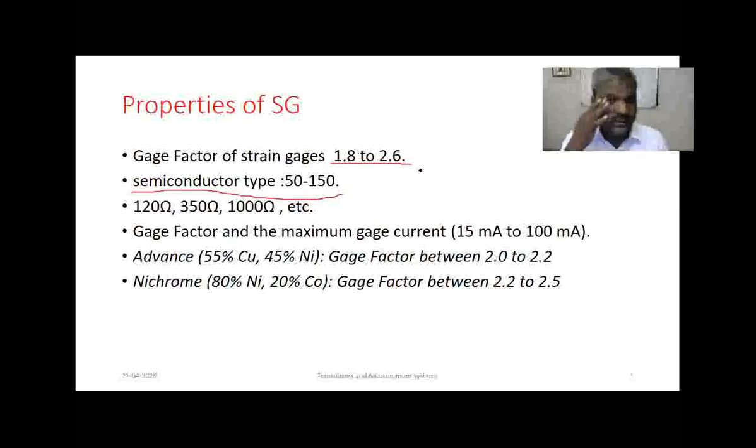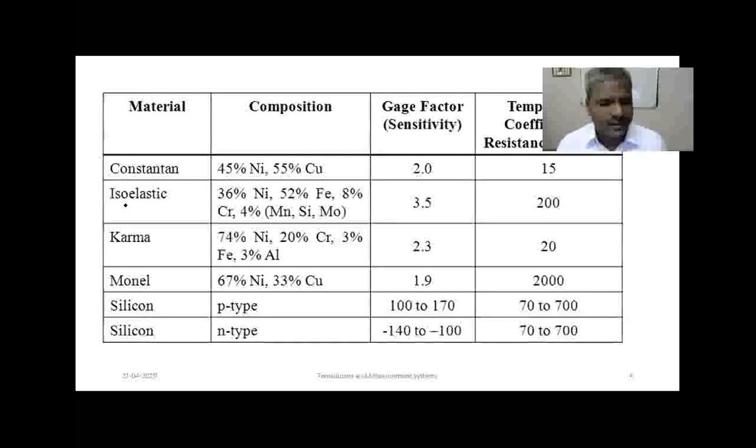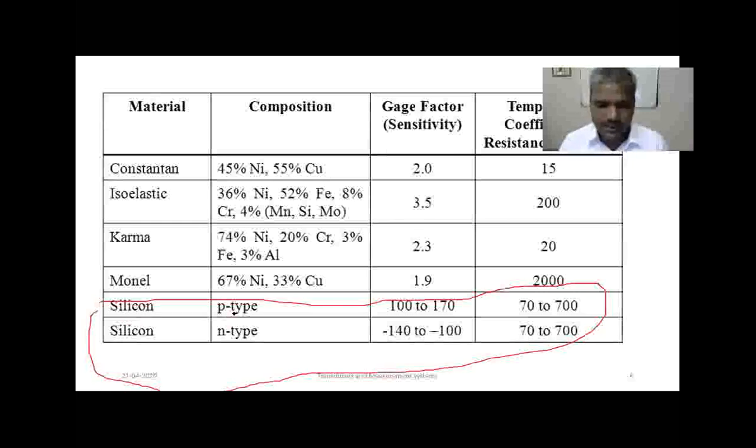The nominal values of strain gauges are 120 ohm, 350 ohm, and 1000 ohm, etc. Another important specification for the strain gauge is the optimum gauge current, or maximum current, to avoid self-heating error. The various types of strain gauge materials are Constantan, isoelastic, Karma, Monel, and silicon. The last two are called semiconductor type, using silicon in P type and N type.